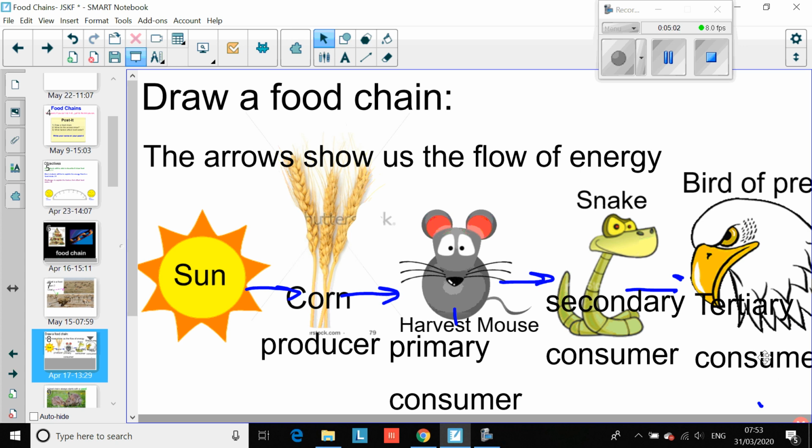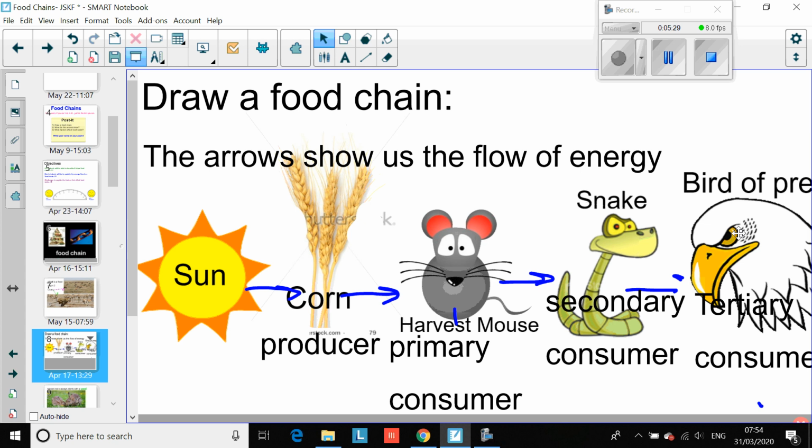Okay, so what happens is the sun emits energy. Producer absorbs that energy. That's always a plant. And then you've got primary, secondary, and tertiary consumer. And so what happens is the original energy that comes from the sun gets transferred to all these different species as it moves up the food chain.